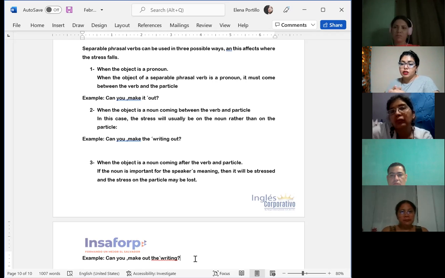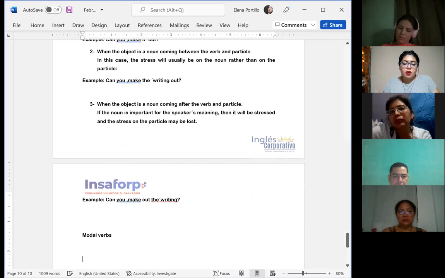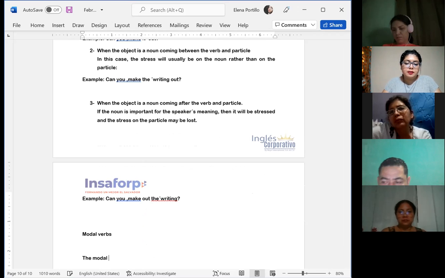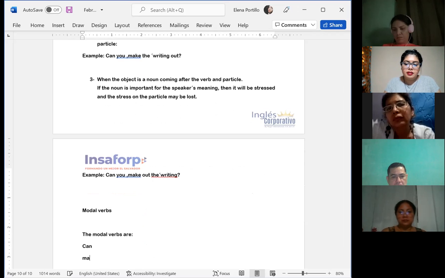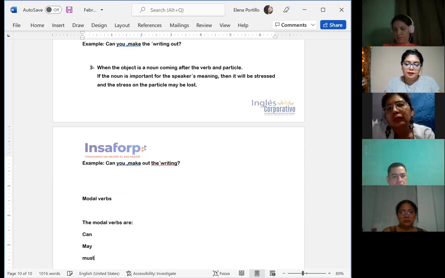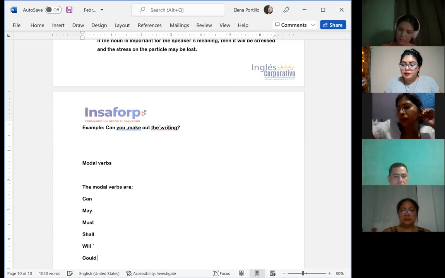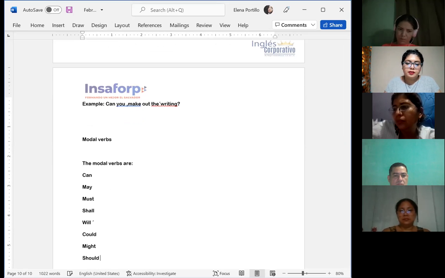Now we are going to talk about the modal verbs. That is another important topic, modal verbs. First, we have to know what the modal verbs are, and we have a list. The modal verbs are can, may, must, shall, will, could, might, should, would.